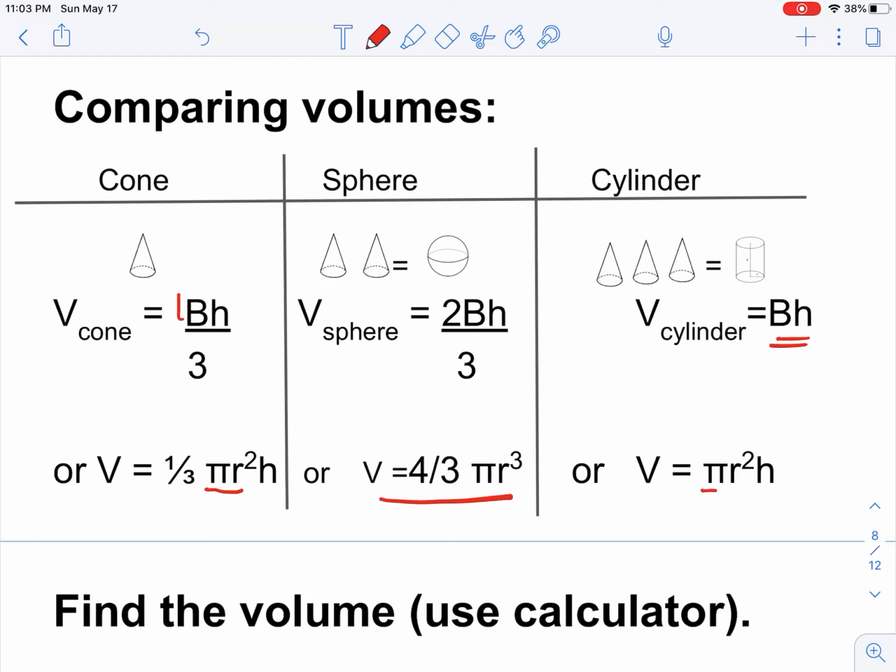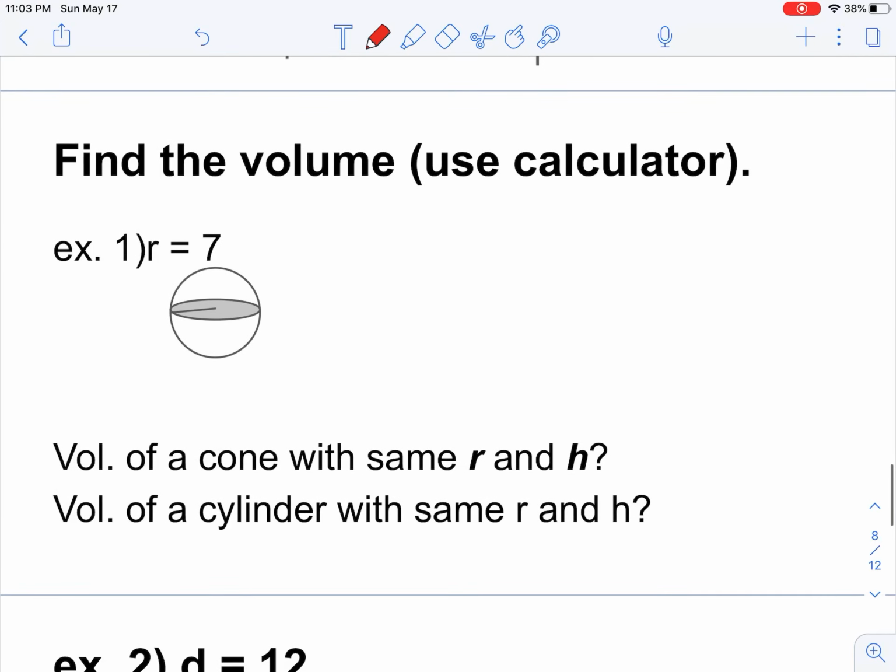This one's a little more complicated. You'll have to watch that video to see it. But you get that base shape times the height, base shape times the height, and then divided by 3.